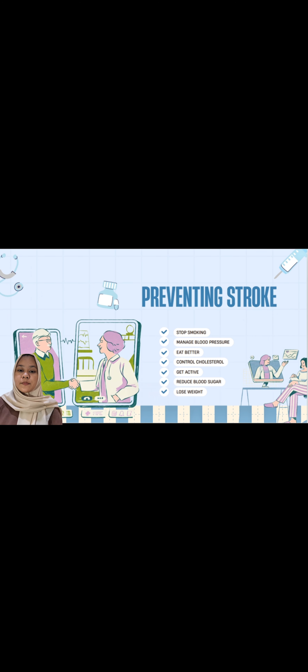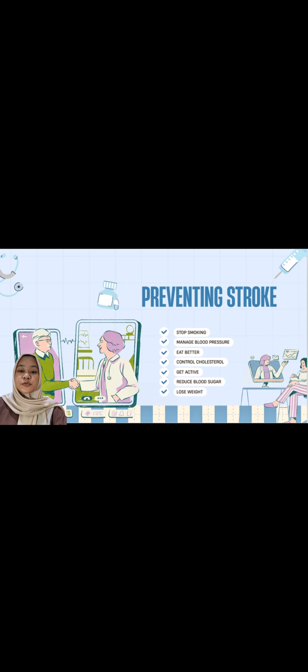Preventing stroke. Preventing stroke is easier than you think. Following decades of research, American Heart and American Stroke Association professionals developed a simple formula called Life's Simple 7. This is a set of measures that they propose to prevent heart disease and stroke.